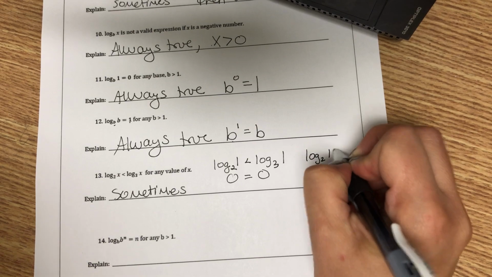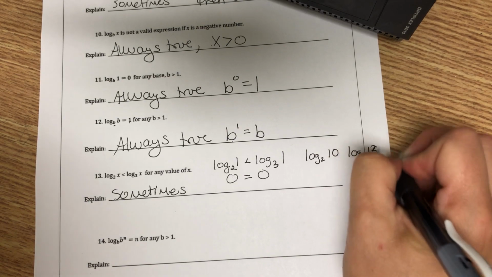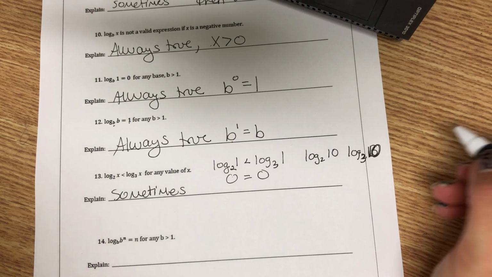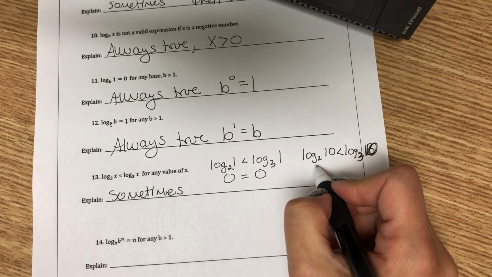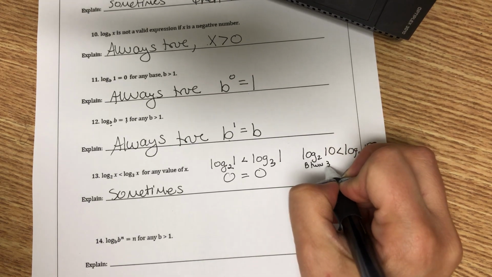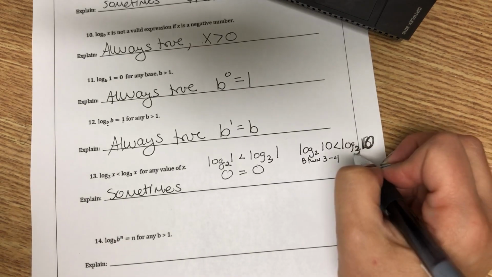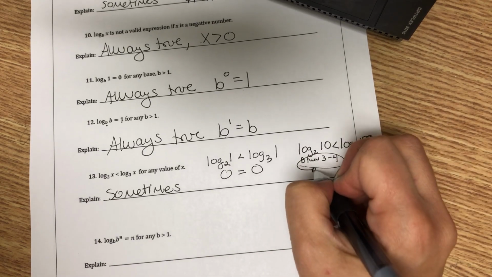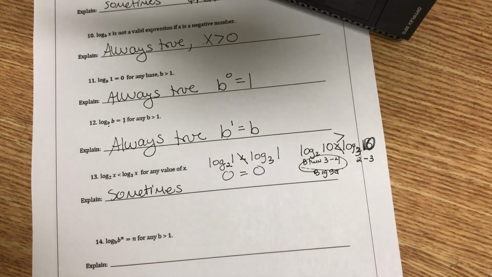If we do log base 2 of 10 and log base 3 of 10, is that going to be true? I don't know. Let's see. Is it less than? So 2 to what power is 10? It's going to be between 3 and 4 because 2 to the third is 8, 2 to the fourth is 16. Now for 3 squared is 9, so this is between 2 and 3. This is bigger. So really, that's a greater than symbol, not less than.